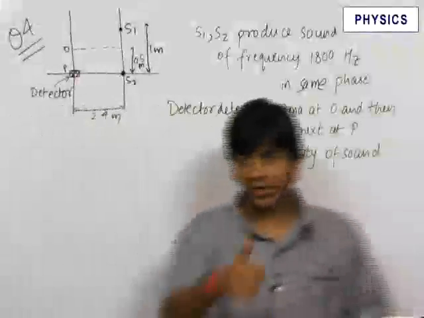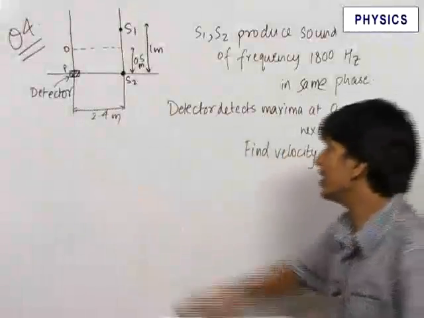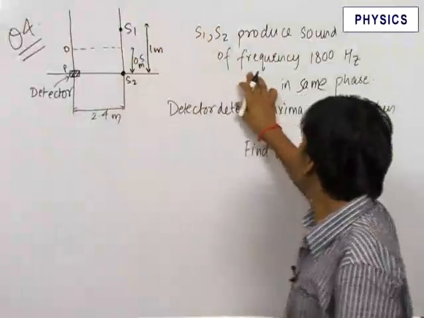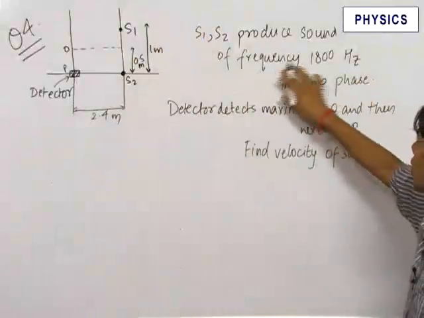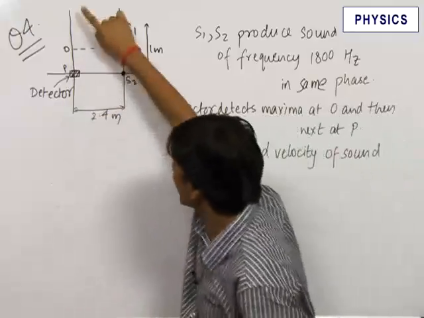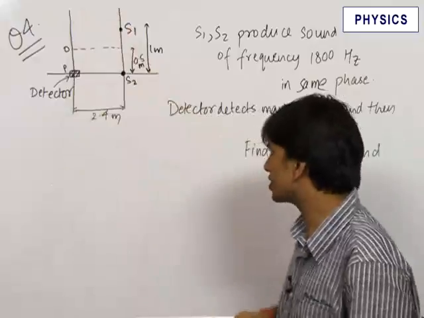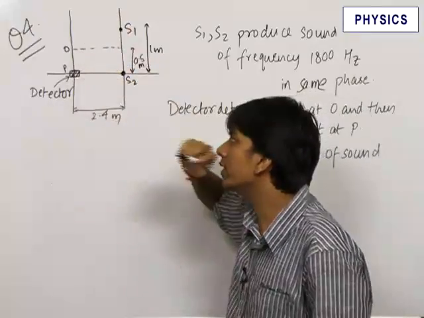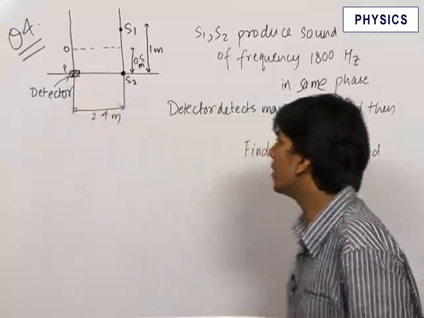The fourth question that we have is a very interesting question. We have been given there are two speakers placed 1 meter apart. They vibrate in the same phase and have a common frequency of 1800 Hz. A detector which is moving on a line parallel to this at a distance of 2.4 meters detects first maxima at this point, and then it keeps moving down and detects another maxima at point P.